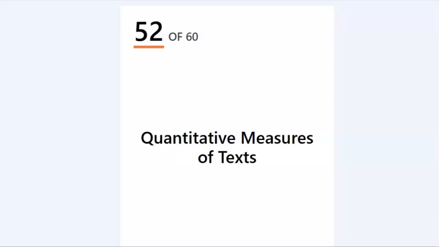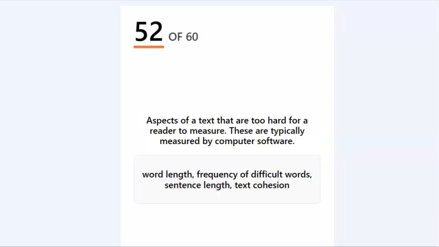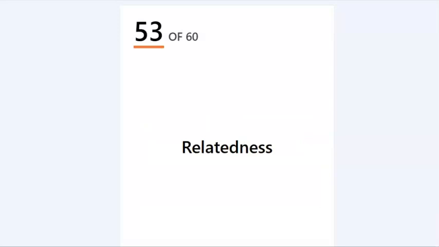Quantitative measures of text. Aspects of a text that are too hard for a reader to measure. These are typically measured by computer software. Word length, frequency of difficult words, sentence length, and text cohesion. Relatedness. A student's connection to others.